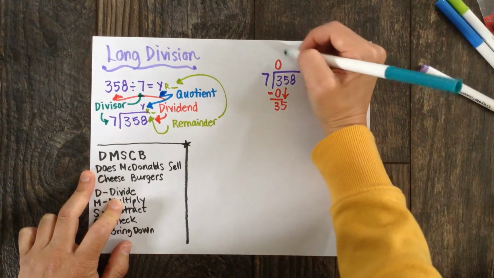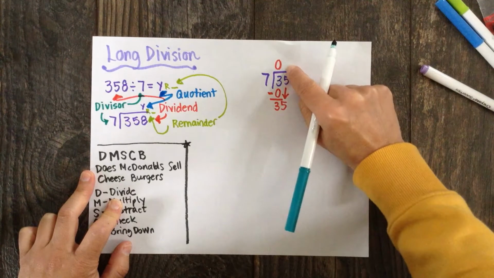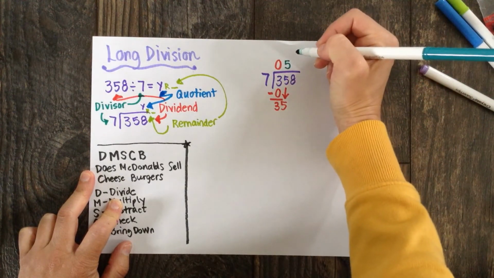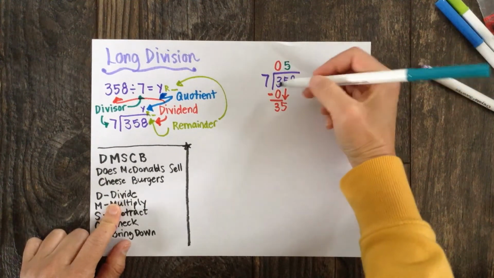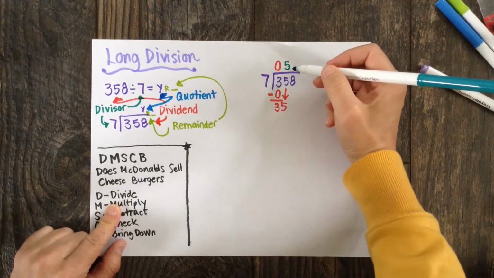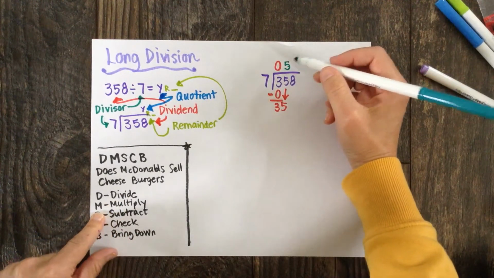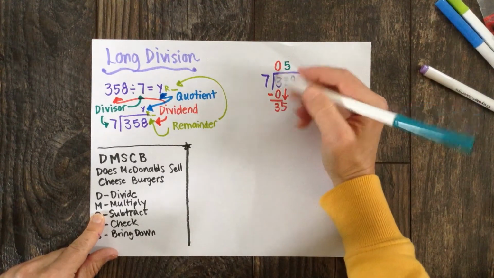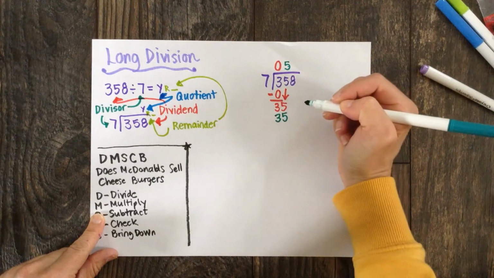So I'm going to put this over here because I'm looking at 35. That means I'm going to go directly above that. So I'm going to put my 5 here. If I have 35 and I divide it into 7 groups, I'm going to get 5 in each group. So I divided. Next thing I do, multiply 5 times 7, and I'm going to pull it right down here. 5 times 7 is 35.